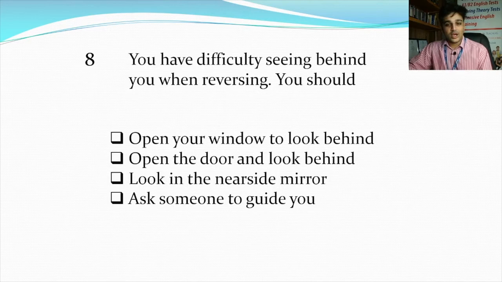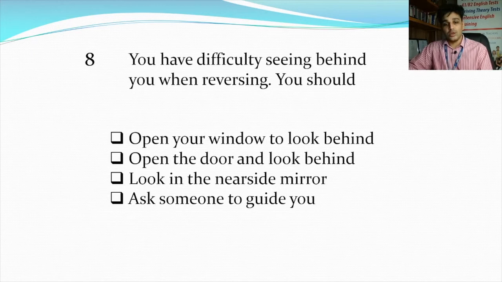So you have difficulty seeing behind you when reversing. You should open your window and look behind. That's a good answer. I like that answer. That's a really important answer, so hold on to that. Open the door and look behind. That's also a good answer. These are the two things. You can take your seatbelt off when you're doing reverse maneuvers. So in your exam, when you are doing a reverse maneuver, you can take your seatbelt off, you can look around your shoulder, you can get out of the car, look around. These are all things you're allowed to do because they don't want you hitting anybody when you're reversing.